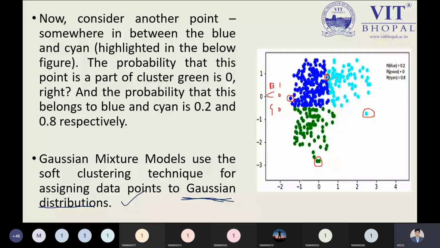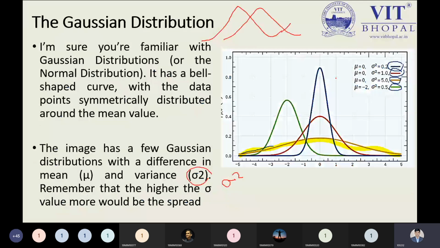No doubt, sir. Okay. So now I'm going to the next slide to explore more detail about the GMM. In the Gaussian Mixture Model, the data distribution will be represented by the Gaussian distribution, just like the normal distribution.